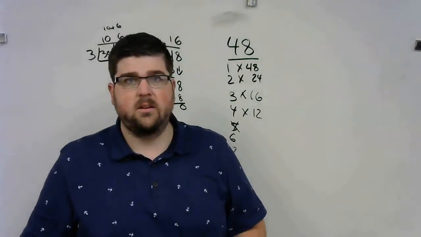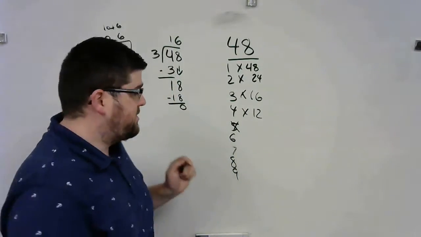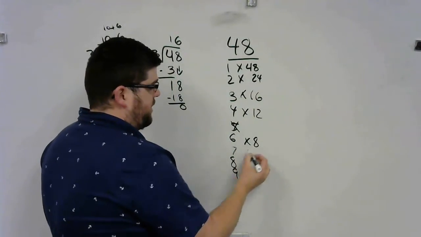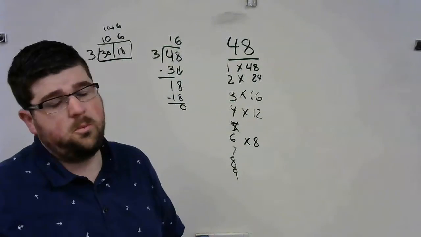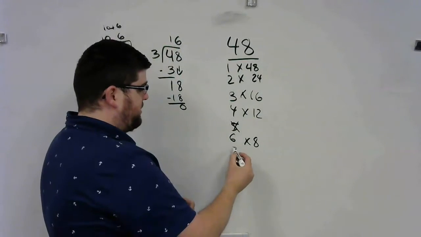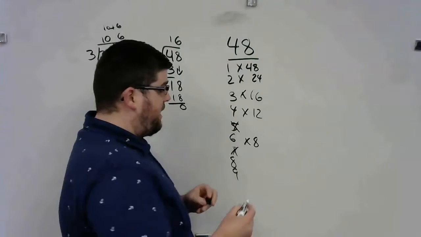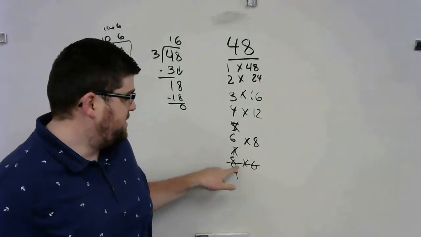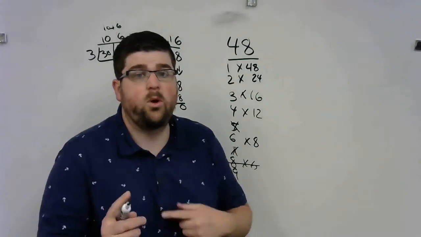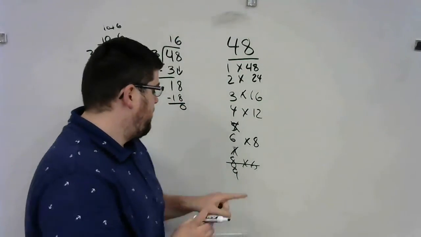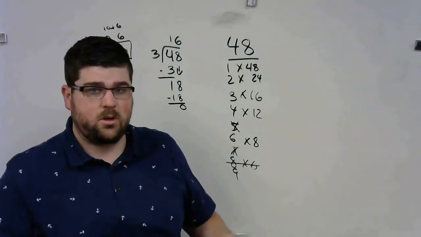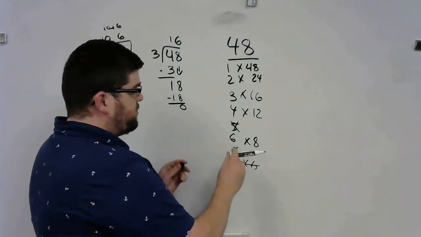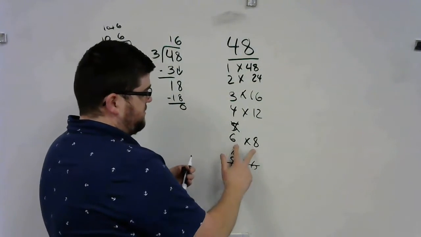Can 6 go into 48? Yeah, it can. 6 times 8 is 48. Can 7? Nope. The closest you can get is 49 and 42. And then can 8? Yeah, 8 can. But I've already done that one, so we're done. 8 times 6, but I already had the 6 over here. Once you repeat a number, you're done. Just because 6 times 8 is the same thing as 8 times 6.